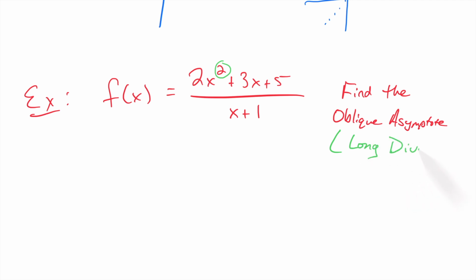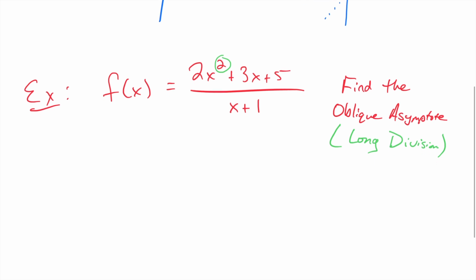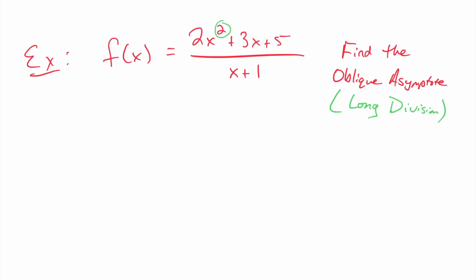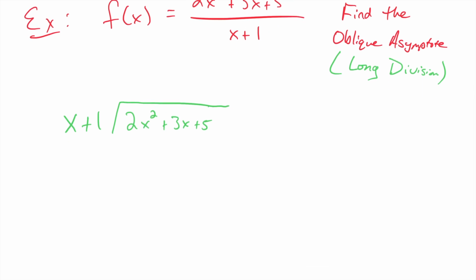I'm sure it's probably been a while since we've seen this, so let's go through it. To do polynomial long division, we take our denominator, x plus 1, and that's going to be what's called the divisor. That's going to be outside. And inside the house, we call this the dividend. We're going to put the numerator, 2x squared plus 3x plus 5. So now, how do we do this? You look at that first term in your divisor, and you say, what do I multiply x by to make it into a 2x squared?